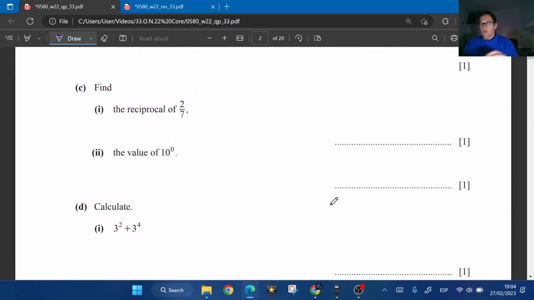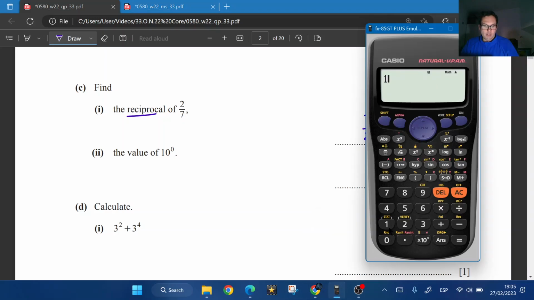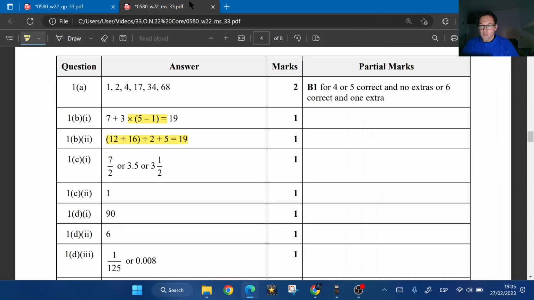Reciprocal, remember what that means. It means you swap it around. So it's 7 over 2. 10 to the power of 0. Anything to the power of 0 is always 1. But if you do forget, whip out your calculator and just put it in. 1 it is. You can change the 7 over 2 to a decimal or mixed fraction, but just 7 over 2 is good enough.